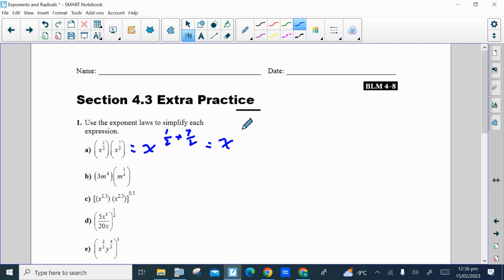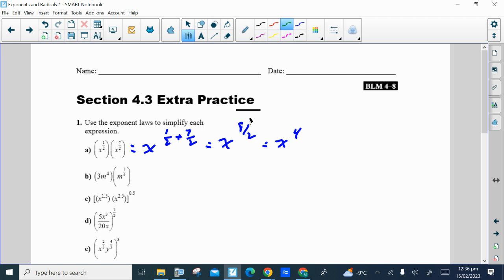So that gives us x to the 8/2. You add the 1 and the 7 together, denominator stays the same. 8 divided by 2 is 4, so it becomes x to the 4th. There's the answer. Now with question B, we'll do this in 2 steps.